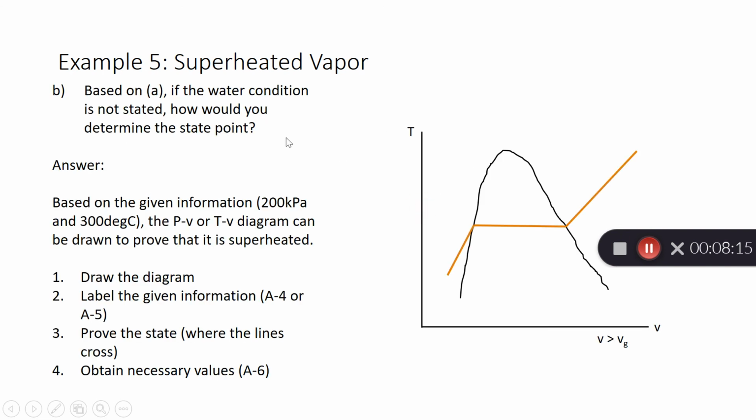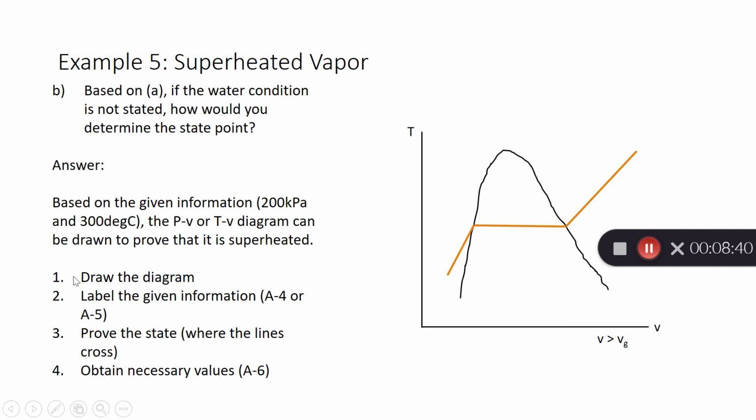So what you do here is, based on the given information, which is 200 kPa and 300 degrees, you can draw the PV or the TV diagram to prove that this is in fact superheated. I'm going to show how to do that here. I choose to draw the TV diagram. You can draw either one because you have both pieces of information.